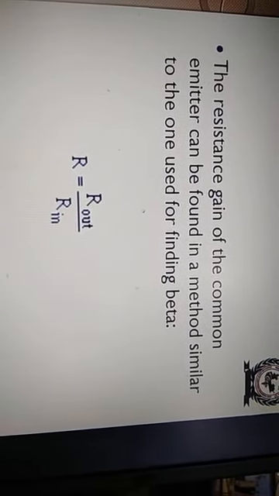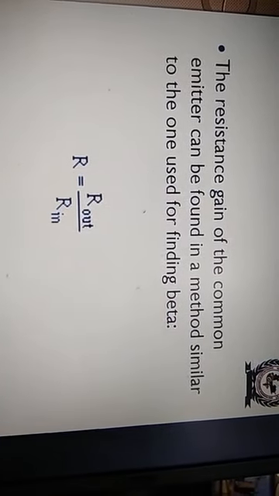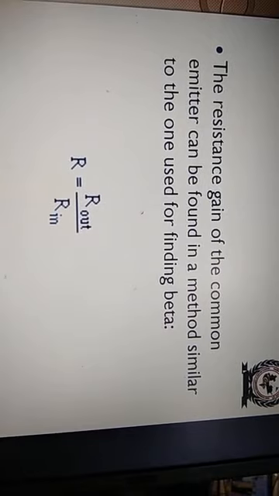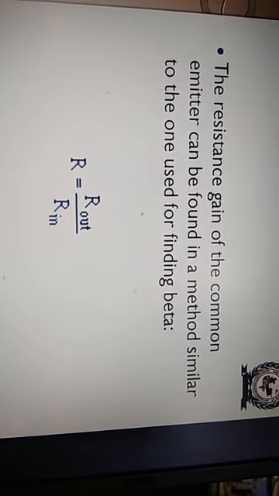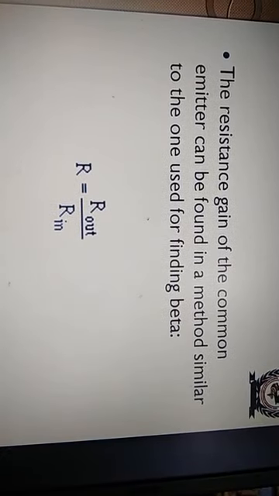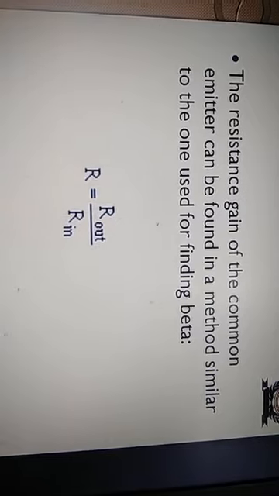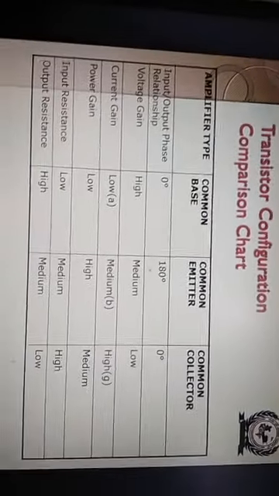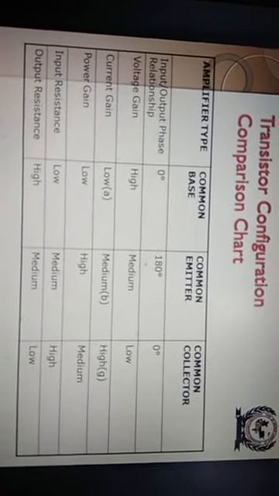The resistance gain of the common emitter can be found in a method similar to one used for finding beta. This is the resistance gain: R is equal to output resistance upon input resistance. Similar to the gain, this is called the resistance gain. And here it shows the transistor configuration comparison chart.